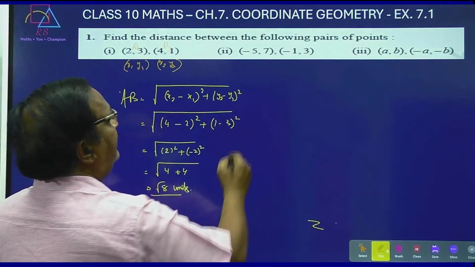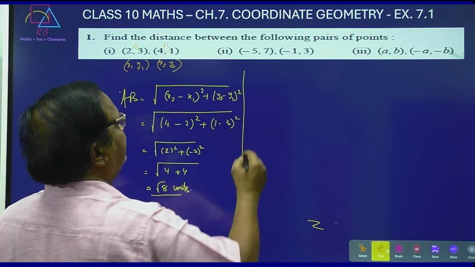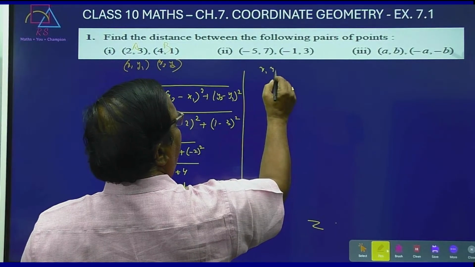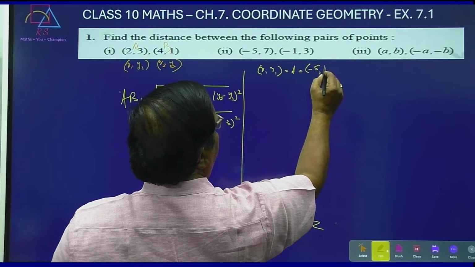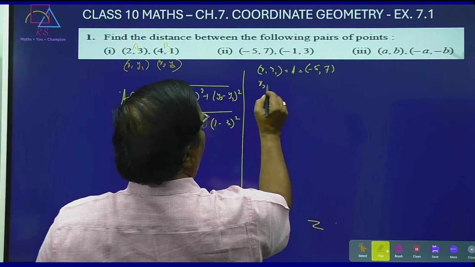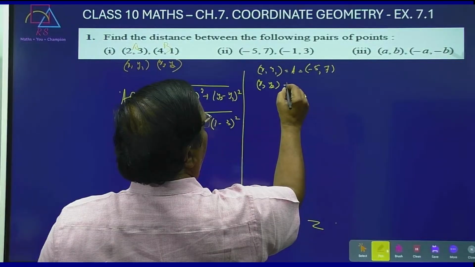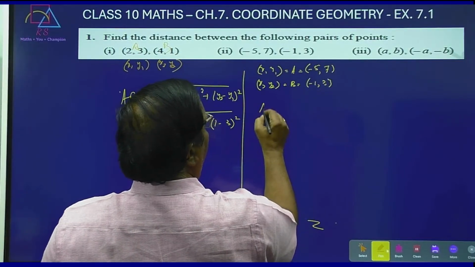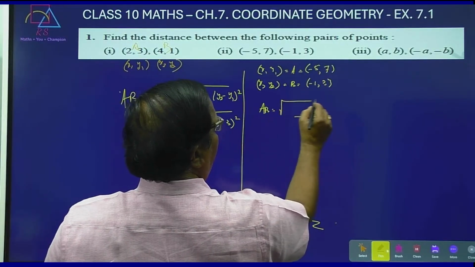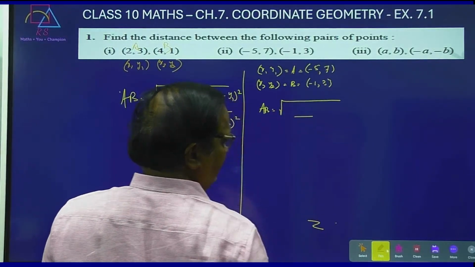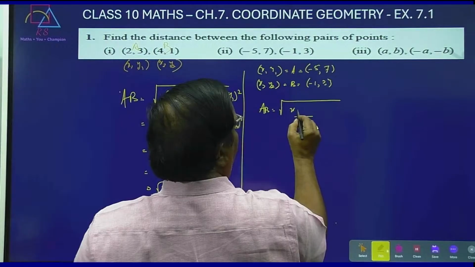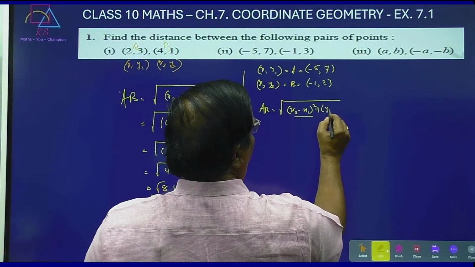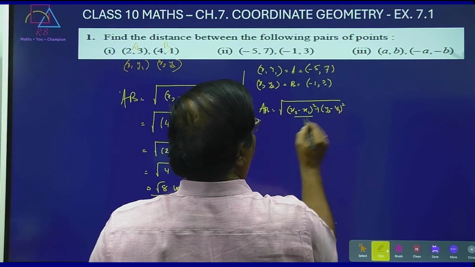Okay. So now let us do the second question also. Say x1, y1 is equal to A is equal to (minus 5, 7) and x2, y2 is equal to B is equal to (minus 1, 3). Now AB is equal to, write the formula, it carries marks. Okay. So (x2 minus x1) whole square plus (y2 minus y1) whole square.